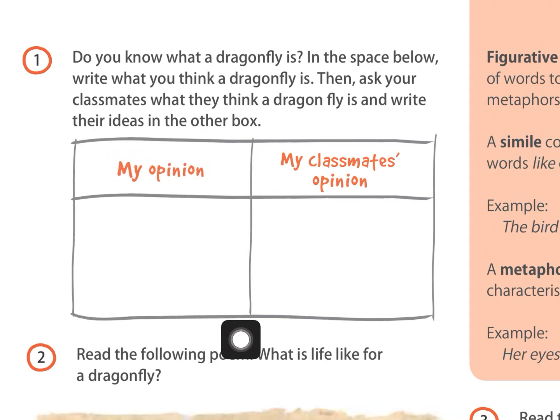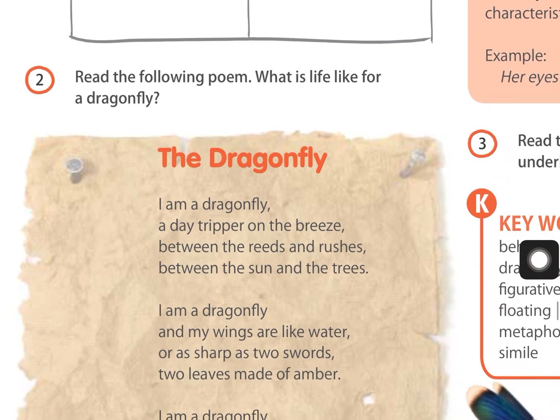What do I mean? Here, you are going to write the things or the aspects that you consider the dragonfly is. The dragonfly is about this and that. And here, you are going to write the aspects or the ideas that your classmates told you. My classmate told me that a dragonfly is... Yes? We go to point number 2.